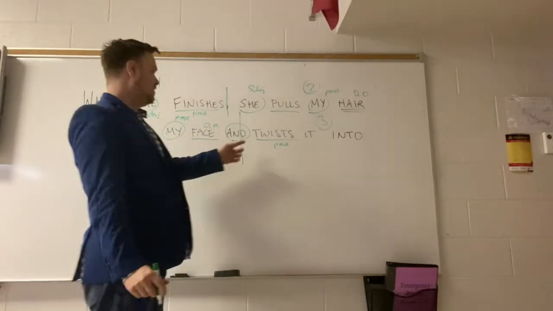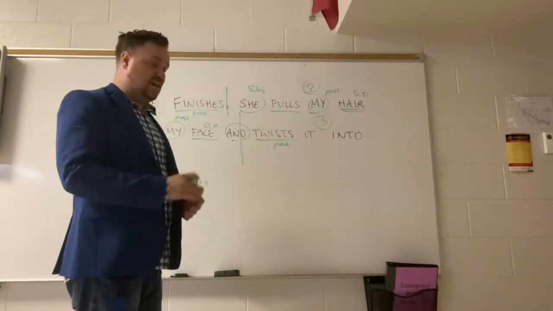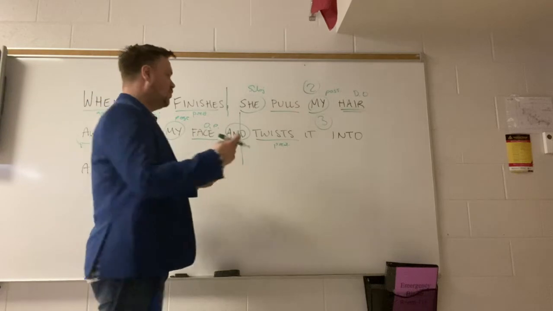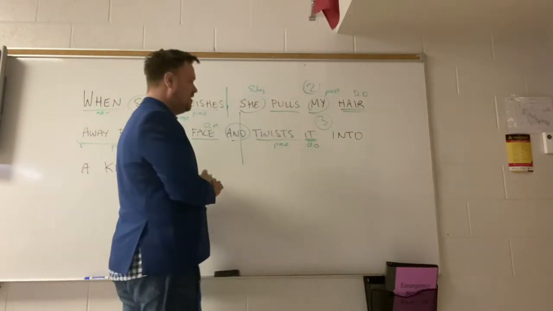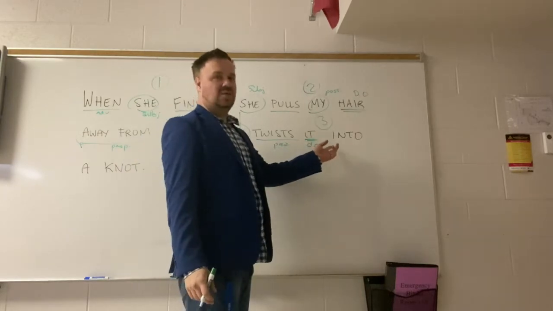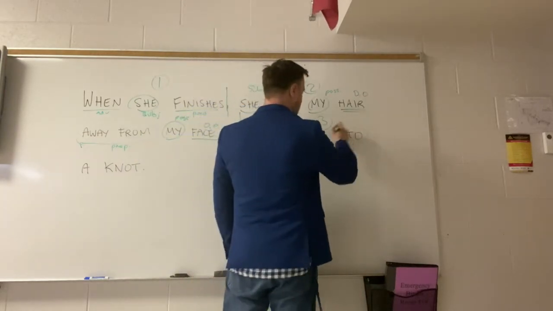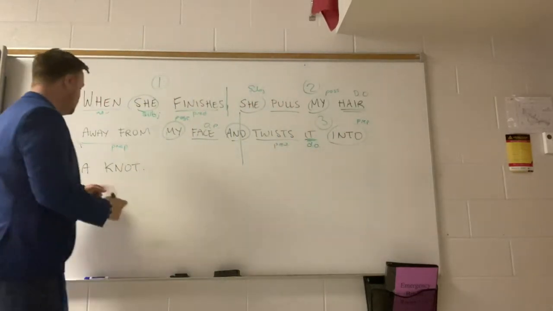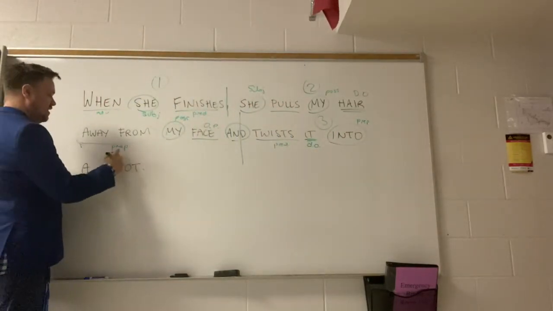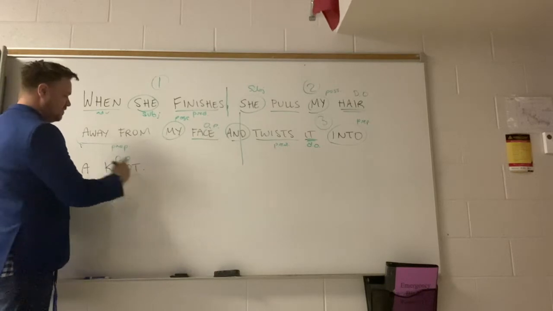Now, twists. Twists what? Twists it. Direct object. And then into would be another preposition. Why? Because you will ask, into what? Into a knot. Object of the preposition.